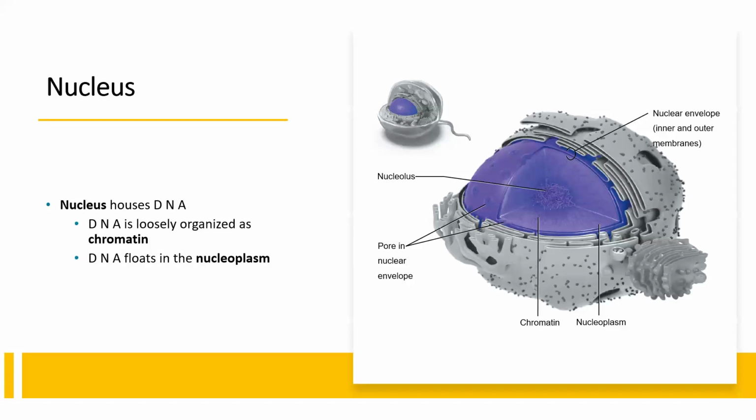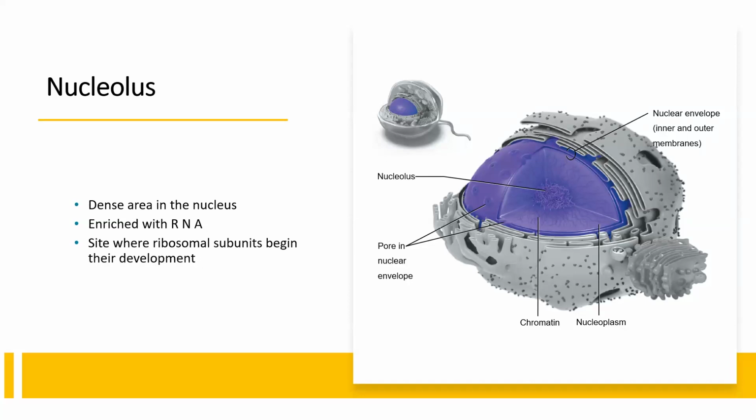Here's the nucleus. Now, the nucleus is going to have the DNA. It's organized in the chromatin, and it floats around in the nucleoplasm. This is in contrast to inside the cell as a whole, which is the cytoplasm.